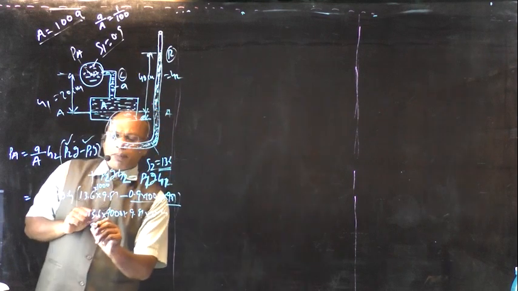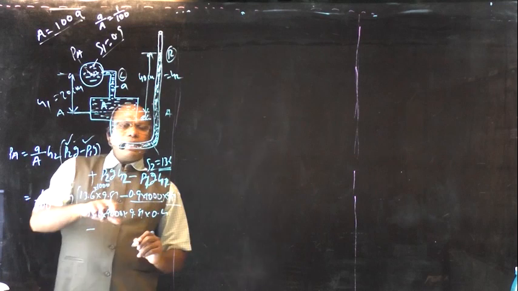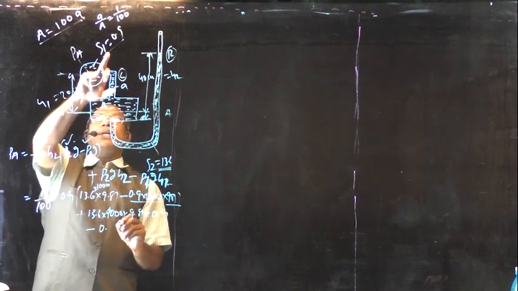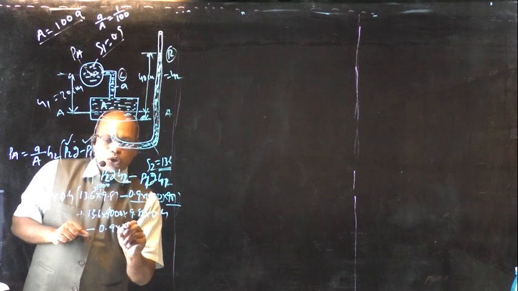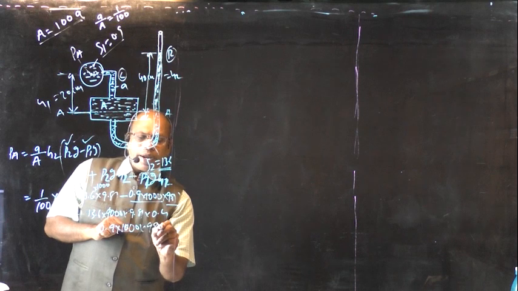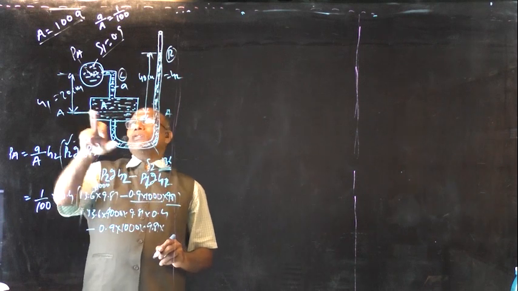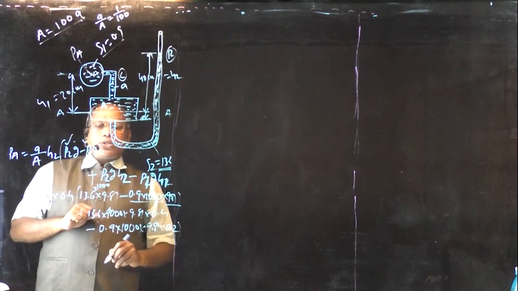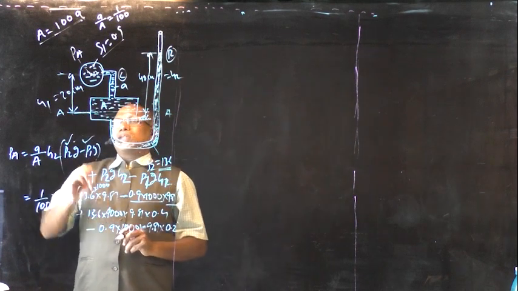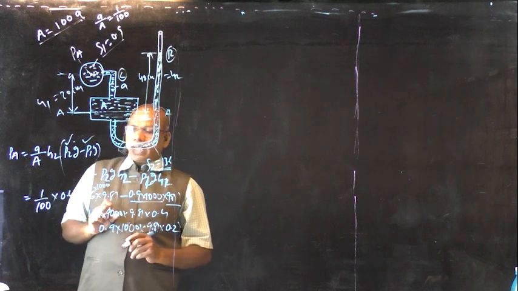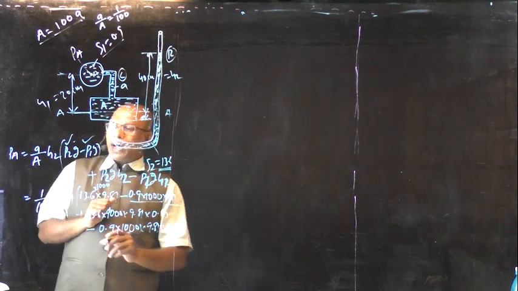0.4 minus rho 1, the density of the flowing liquid, 0.9 into 1000 into g 9.81 into H1, which is nothing but 0.2 meters. 20 centimeters, that is nothing but 0.2 meters. Right? Here all are known to us.